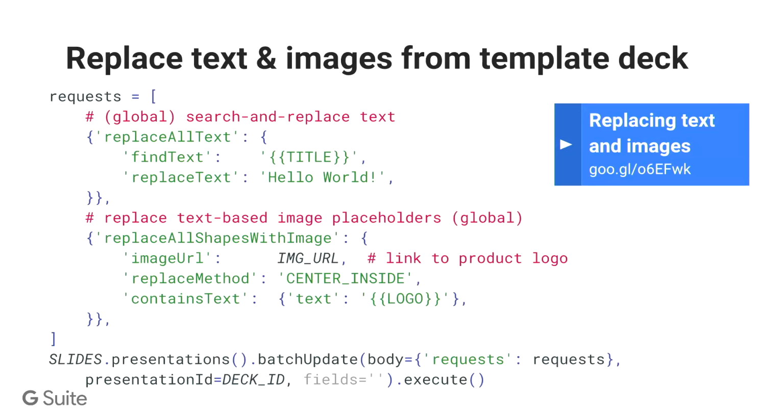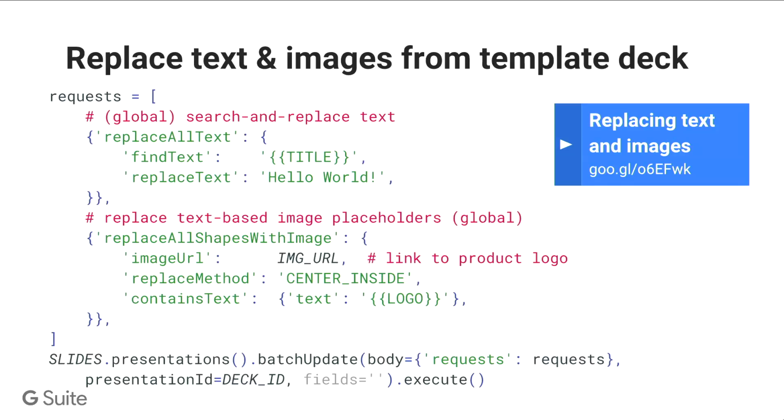All right, so here's an example of that. I want to replace the text and images from a template deck. Again, here's a video. All right, so I'm going to replace all the text that has this variable curly title with hello world, and then maybe I have a corporate logo in various boxes on places I want the corporate logo. And so the commands are replace all the text title with hello world, replace all the shapes with the image, the text with this image, and I'm going to pass in the URL for that image, and then I want it centered on the inside of where that box was that had the word logo in it.